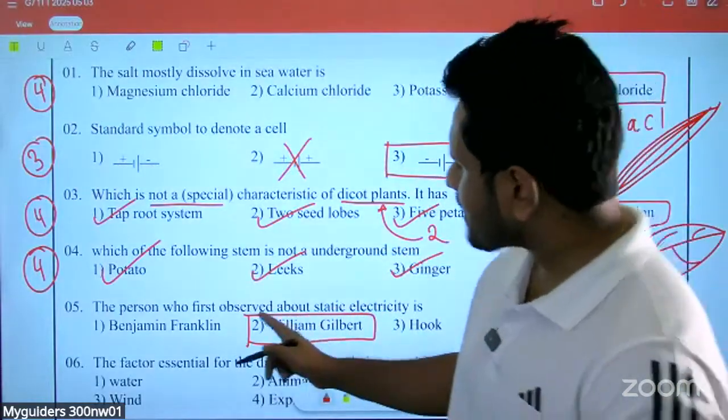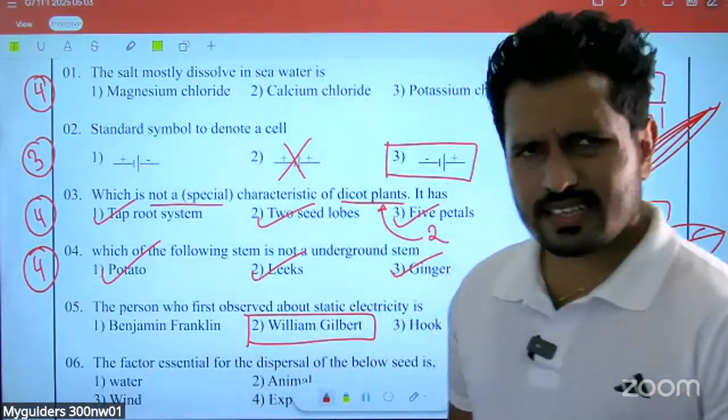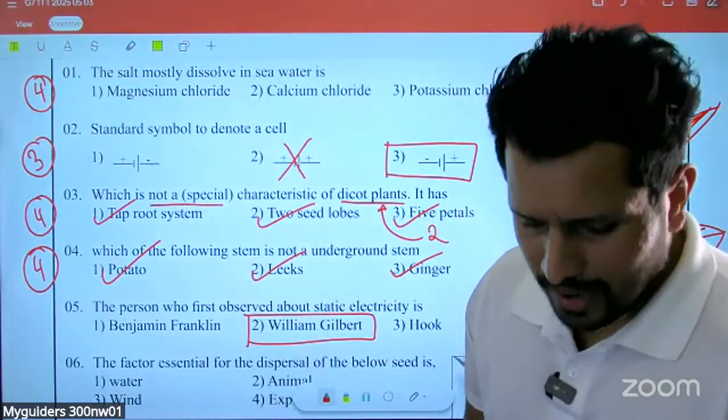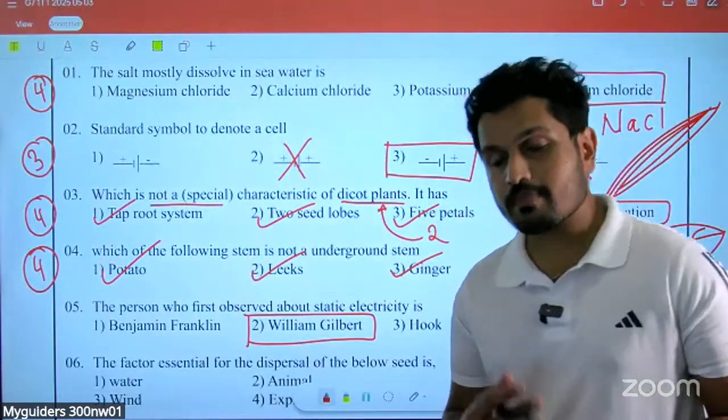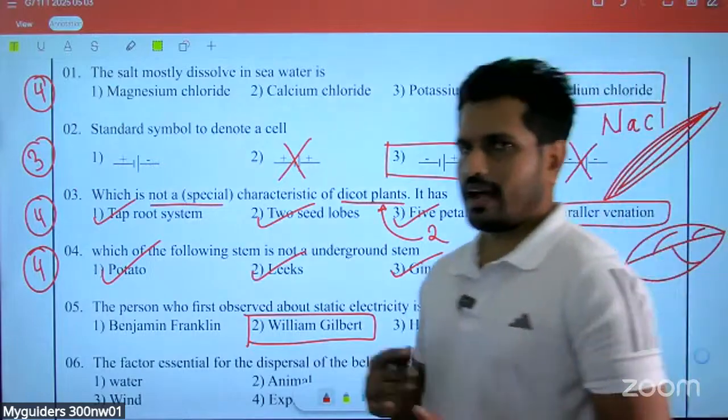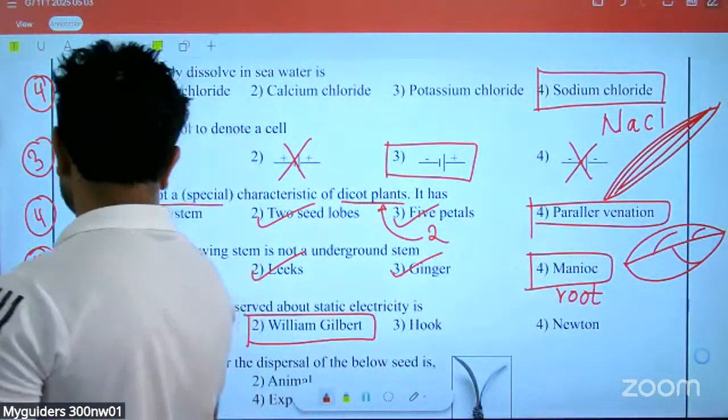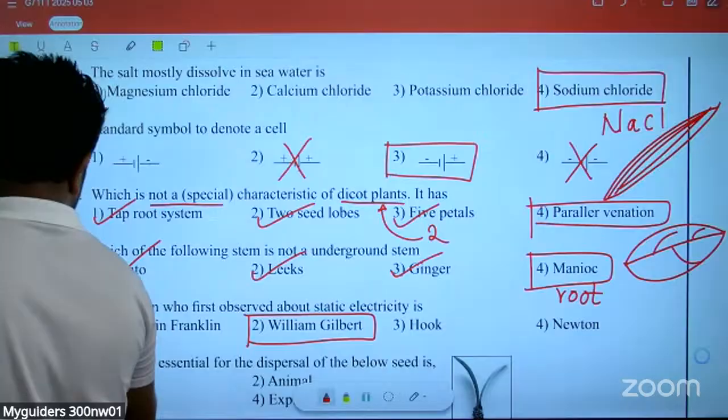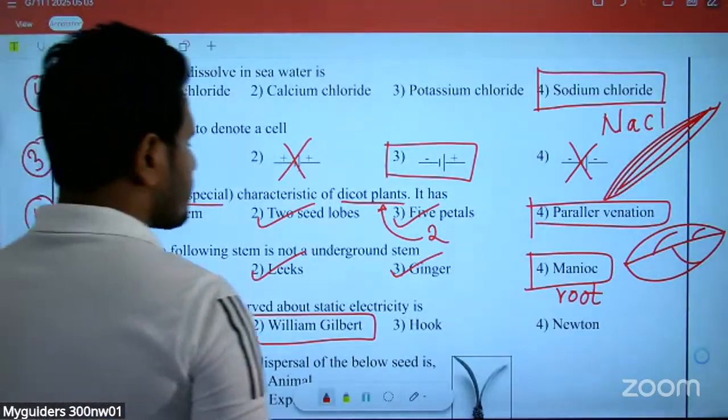Benjamin Franklin, we also discuss about Benjamin Franklin. But he is the person first to carry out experiments on lightning. Now, lightning is also related with static electricity, but directly not about the static electricity.